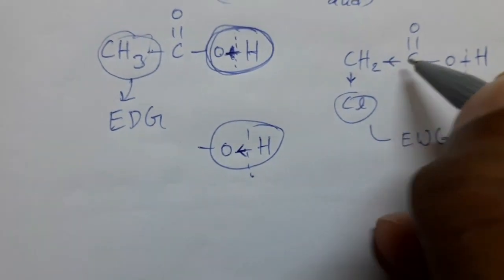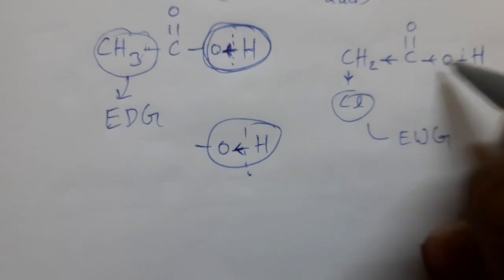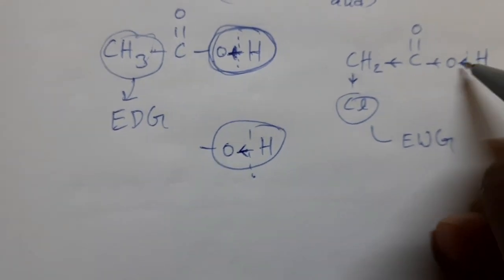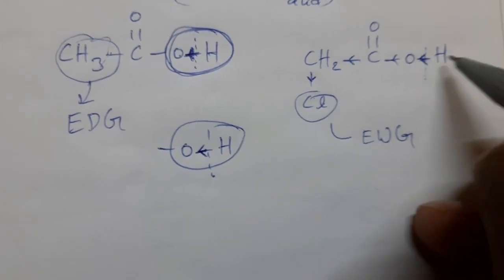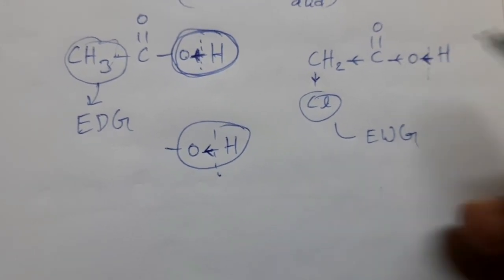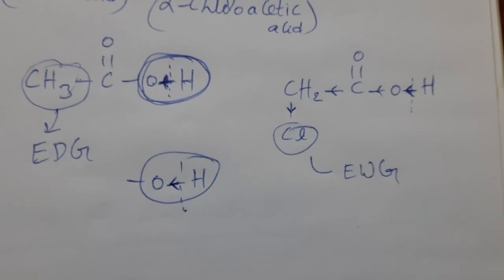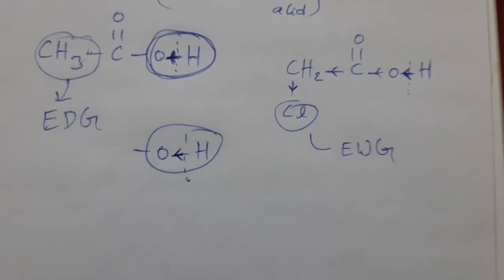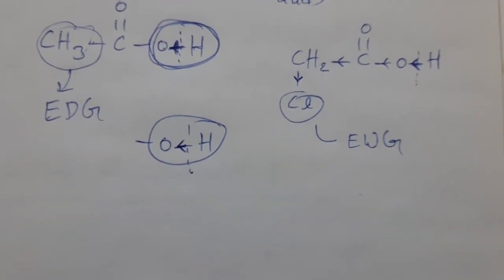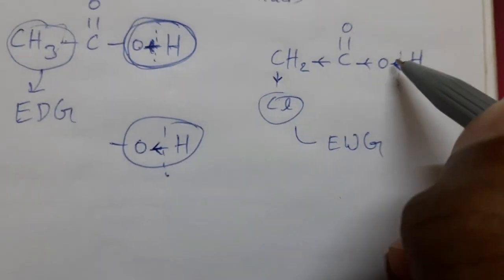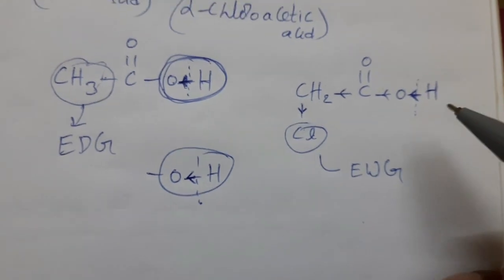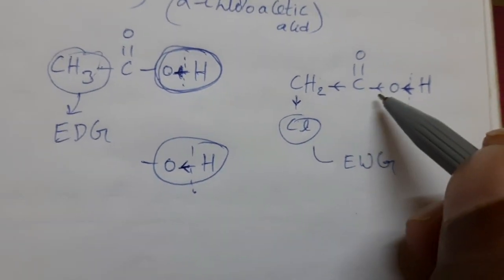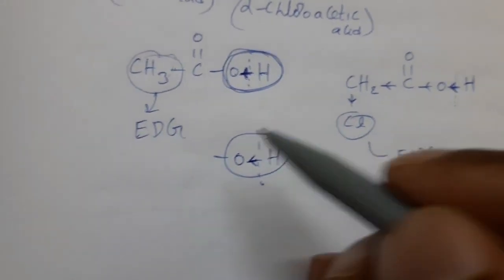The electrons are pulled from this group towards this atom. Then we can break this bond easily. In the O-H bond, the bonding electron pair is closer to the oxygen due to the presence of chlorine atom. So this bond becomes polar and we can break it easily. So finally, this compound can produce H plus ion easily.